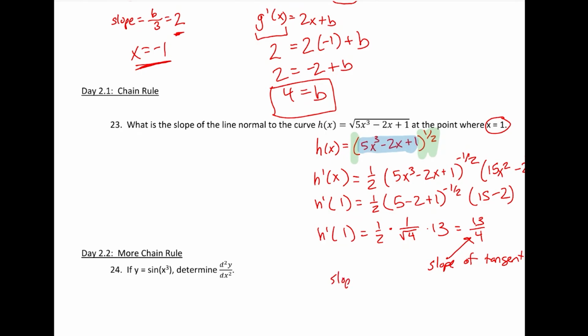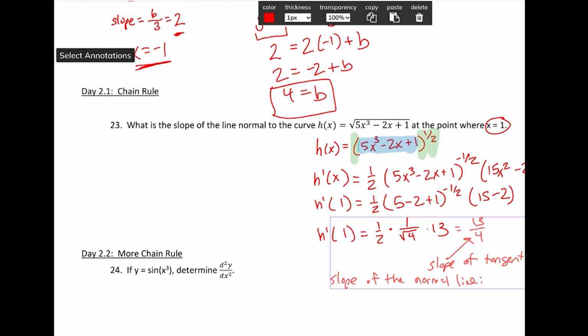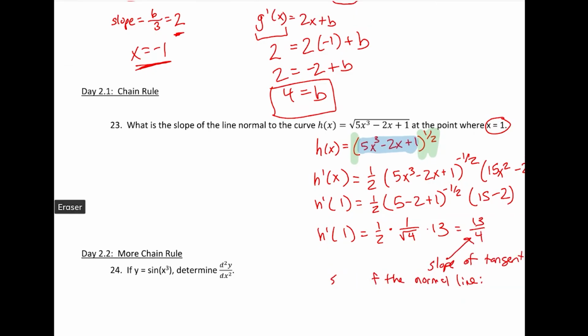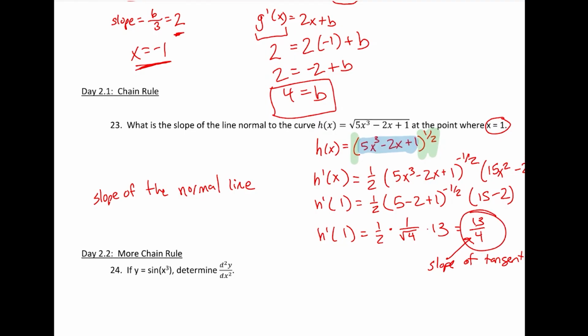Okay, so the slope of the normal line, I'm just going to rewrite that over here. The slope of the normal line will be the opposite reciprocal of this, because the normal line is perpendicular to the tangent line. So the slope of the normal line will be -4/13.